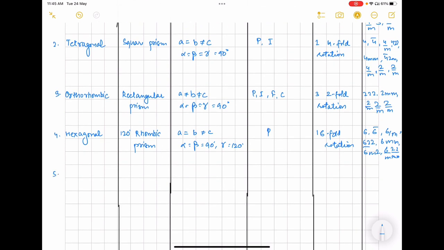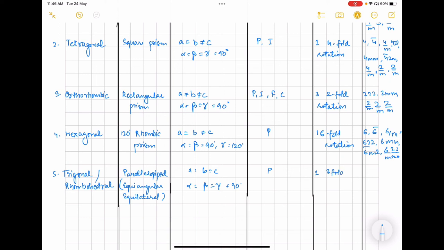Next, fifth one was trigonal or rhombohedral. It had two names. It was generated by pulling the cube along the 111 direction. Its unit cell was a parallelepiped that was equiangular and equilateral. So A equals B equals C and alpha equals beta equals gamma but not necessarily 90. Only primitive type of Bravais lattice and one 3-fold rotation axis. The point groups are 3, 3-bar, 32, 3m, and 3-bar 2/m.